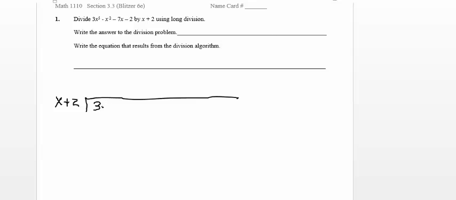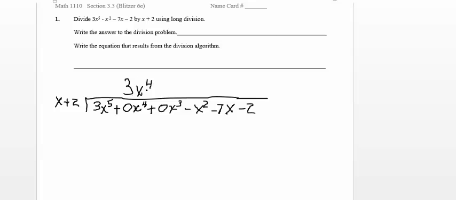Let's look at dividing x plus 2 into 3x to the 5th plus, we're going to write 0x to the 4th since there is no 4th degree term, and 0x cubed since there is no 3rd degree term, minus x squared minus 7x minus 2. So this is our dividend, and our divisor is x plus 2. And we want to use long division to complete this process. So notice it's important to fill in the missing powers of x.